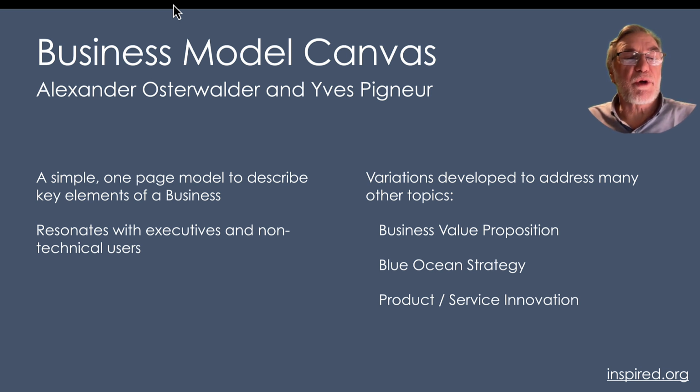The business model canvas idea, introduced by Alexander Osterwalder and Yves Pigneur, is a simple one-page model that describes key elements of a business. It resonates with executives and non-technical users, and variations exist to address many other topics such as business value propositions, blue ocean strategy, product and service innovations, enterprise risk, and many others.